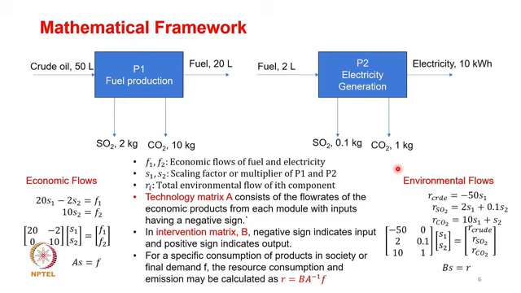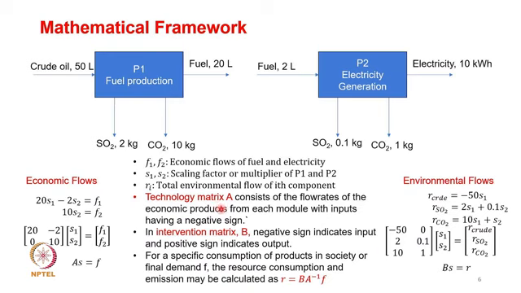So now to characterize, let's define certain variables. Let's call F1, F2 the economic flows of fuel and electricity. In this case, these are the only materials concerning the economic flow. And S1, S2 are the scaling factors or multipliers of P1 and P2. Now, Ri is the total environmental flow of the ith component.